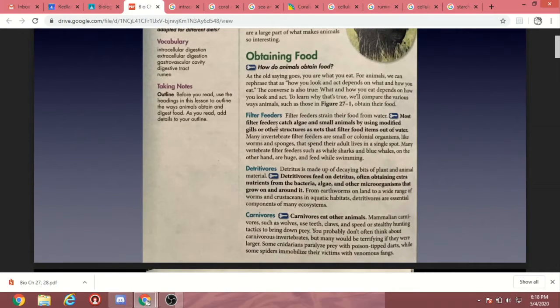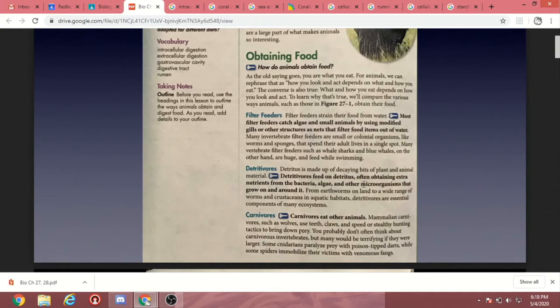If you don't want to just simply filter it, you can break down bits and pieces of dead decaying plant or animal material, and that's what detritivores do. You might remember some of these terms from the ecology unit. Detritivores, they basically feed on what's called detritus. Detritus is just dead, decaying bits of plant and animal material.